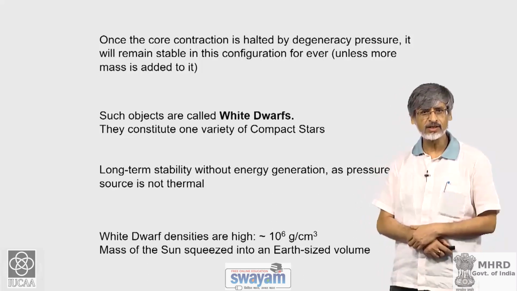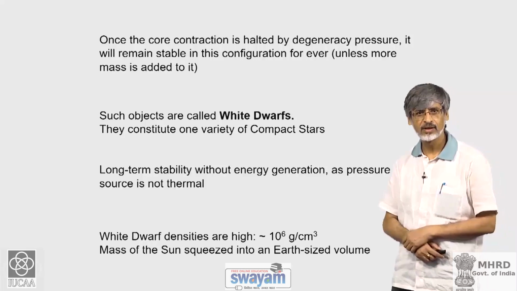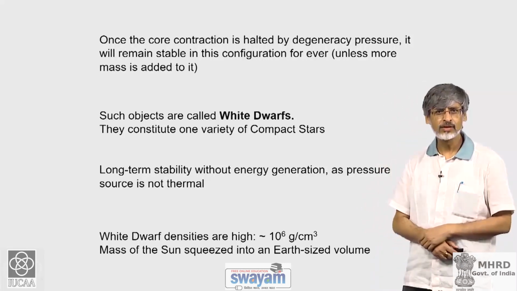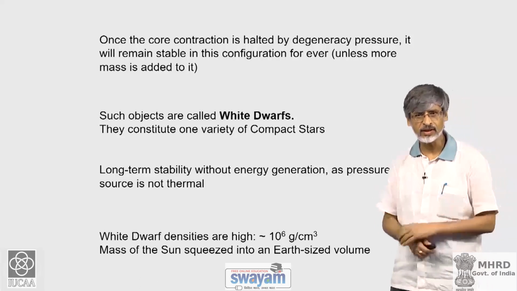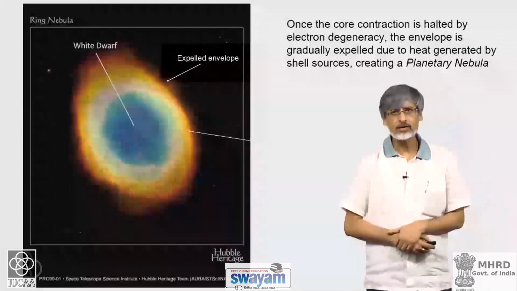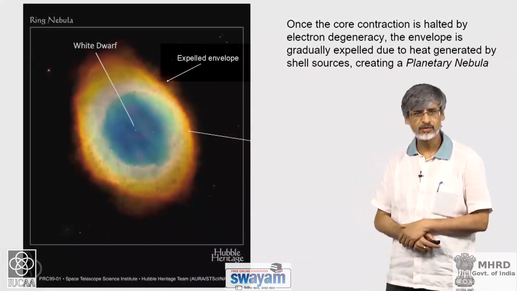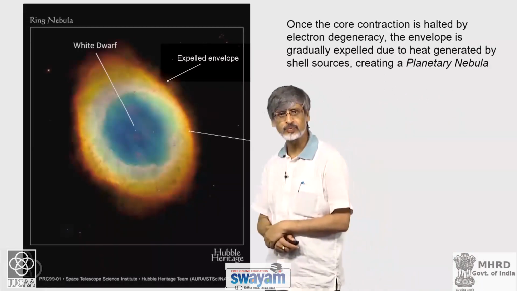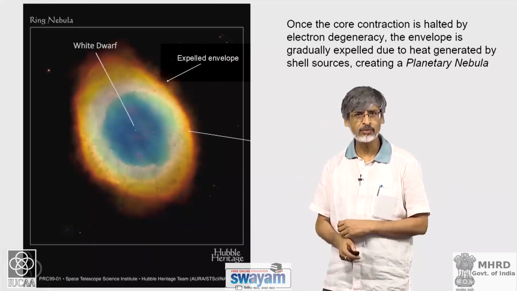So, the white dwarf densities are high, about a million grams per cubic centimeter. Typically, it is like the mass of the sun squeezed into an earth-sized volume. So, what does the star do? We are talking about the core, which undergoes this contraction and produces the white dwarf.